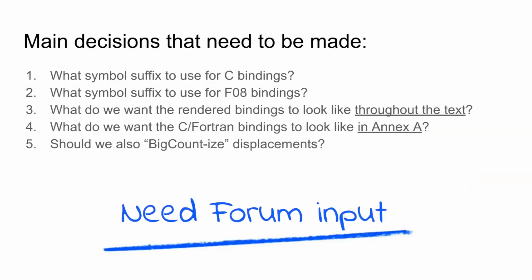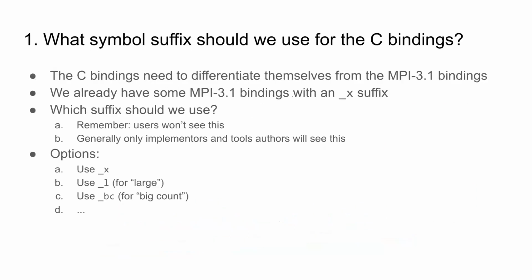Now, there are 5 decisions that we need your help on here. What suffix should we use for the C bindings? What suffix should we use for the F08 bindings? How do we want it to look throughout the text? How do we want it to look in Annex A? And should we also do displacements at the same time that we're doing count? I'll go into detail on each of these.